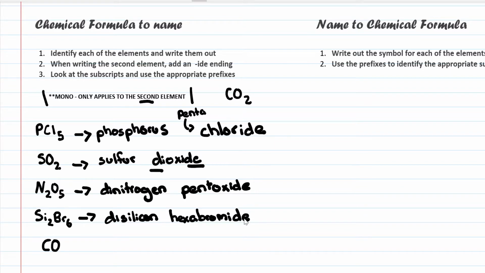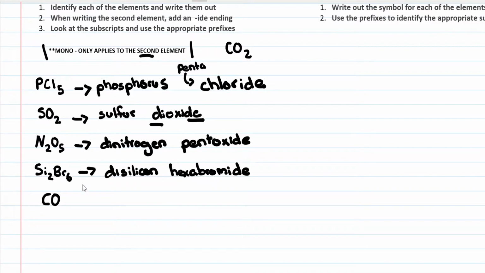Final one, this one may trip you up a little bit. This is going to be CO. And as we can tell, this is going to be carbon. It's 1 carbon. And there's only 1 oxygen. Now remember, mono applies to the second element. So in this instance, it's only 1 oxygen, so we're actually going to use that mono prefix. It's going to be carbon and then monoxide. Mono plus oxide is monoxide. Awesome. So hopefully that made sense.